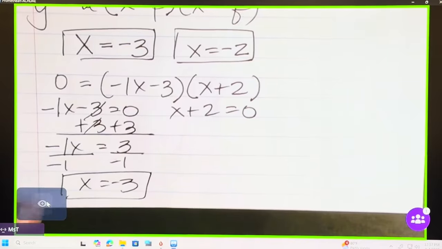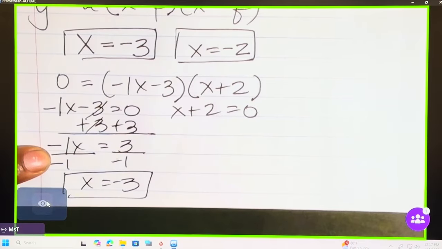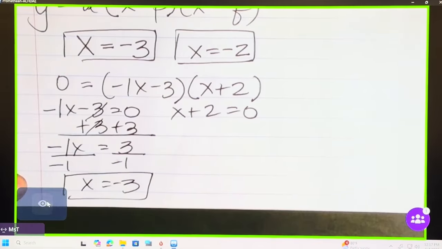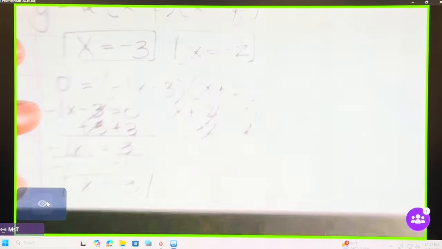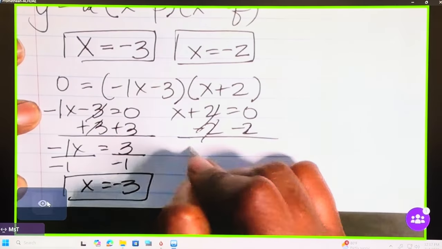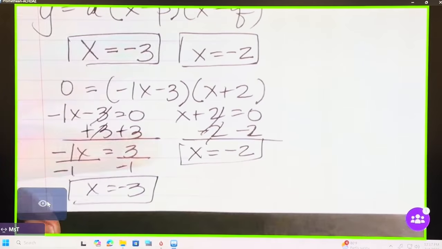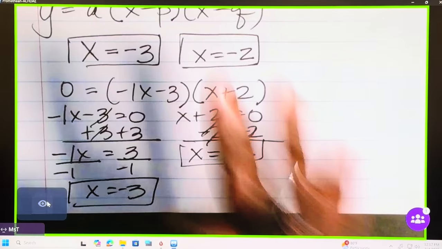Is that not what we got the first time? Yes. Do we have to go through this? No, not if we factor it completely. But if we don't, no problem. Just set it equal to 0. Next one, minus 2. Those cancel out. What do we get? x equals what? Is that not what we got the first time? Yes. We got our solutions. Any questions on that? Is everybody good? Any questions?